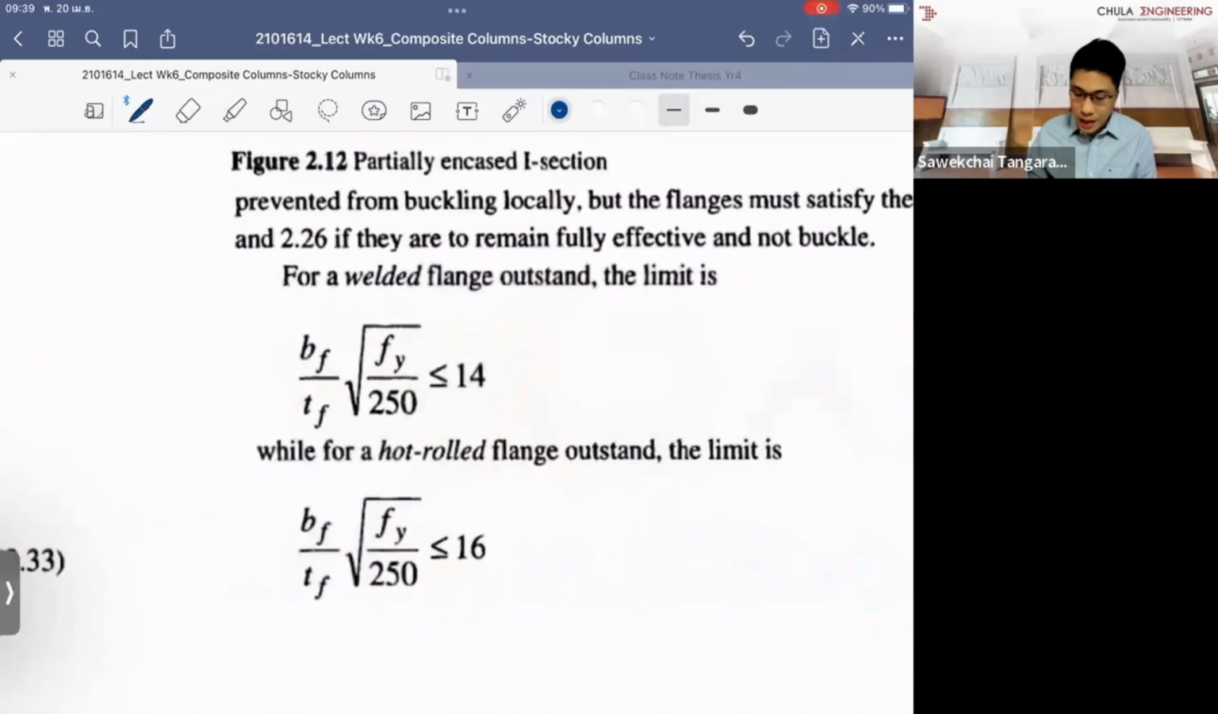We use the standard steel calculation. For this one, we obtain the limits from the standard steel books. If you have a welded section, the limit of B over T times the square root of Fy over 250 equals 14. And if you use a hot rolled section, you're looking at 16, right? If you look at this limit, it's similar to what you have been told in the steel code. Any code gives around the same number.